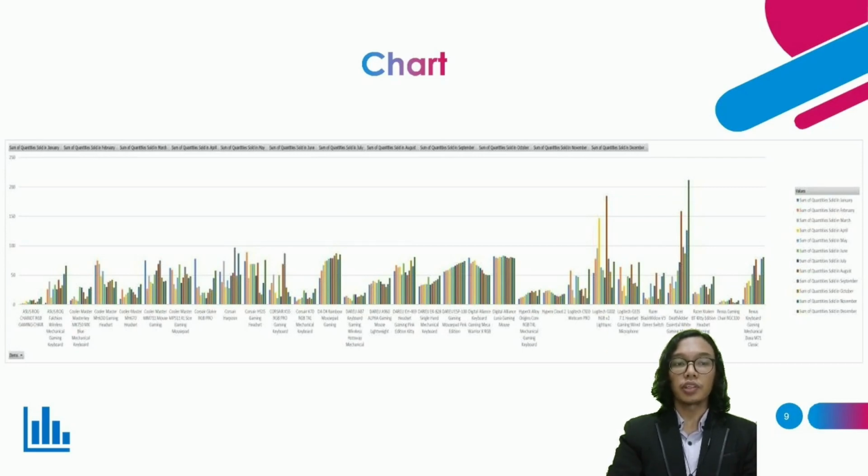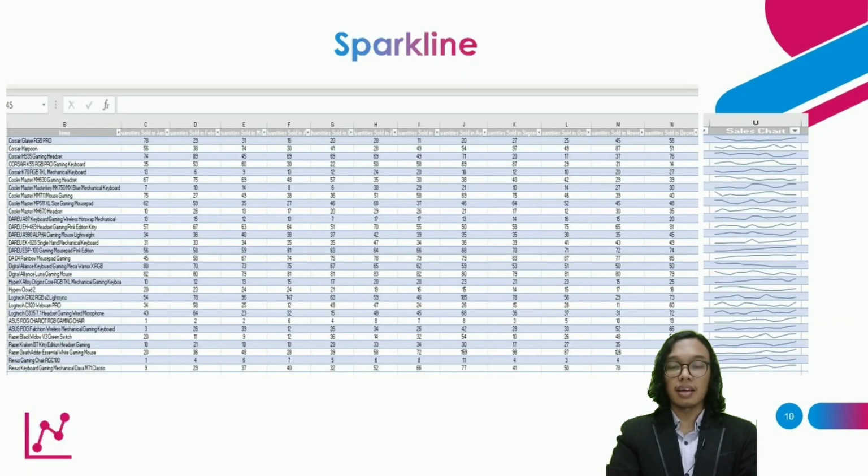Chart is a tool you can use in Excel to communicate data graphically. In this slide, we create a chart from our product sales from January until December in a year. Next, sparkline. Sparkline is a tiny chart in a worksheet cell that provides a visual representation of data. In this slide, we use Sparkline in the sort product in a year sheet to represent our product sales in a year.